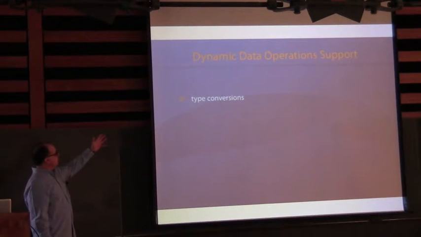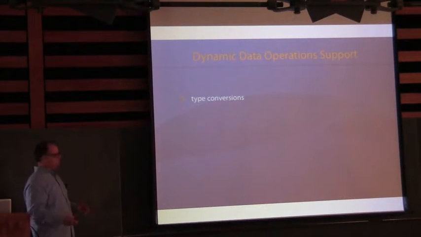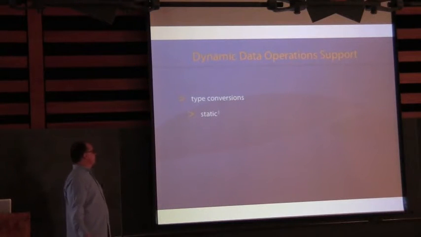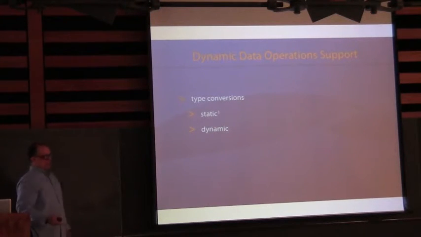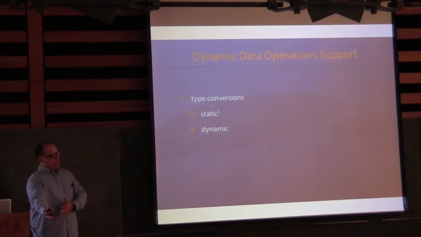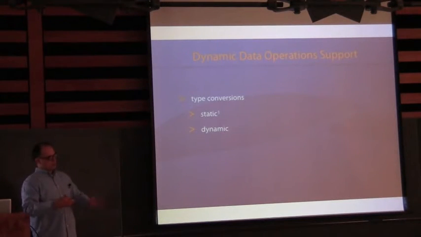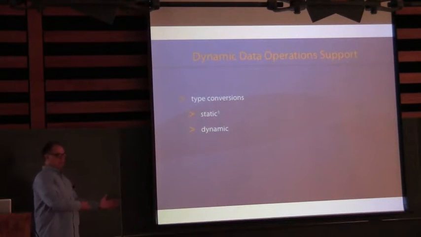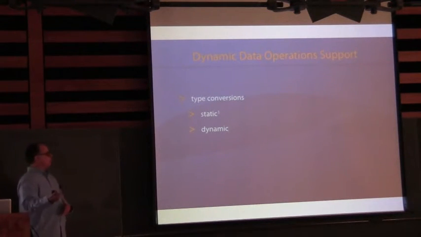So when it comes to dynamic data operations support, first we're going to be dealing with type conversions. All the time you want to convert from string to number and back and forth, but there are also some custom conversions that you want to do. These type conversions can be static or dynamic. When I say static, some of these things you can delegate to the compiler. You can utilize the conversions that the compiler provides, like if you are converting from short to int, the compiler can take care of that for you.